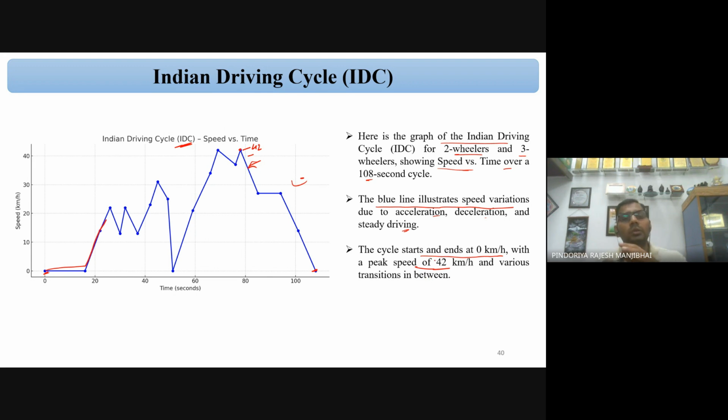Maybe you can search on the internet for the Nepal driving cycle. Maybe it is similar to the Indian one, because India and Nepal are similar, so maybe the same driving cycle for Nepal also. But ultimately, the main conclusion is that we use the driving cycle to check the performance of the vehicle.